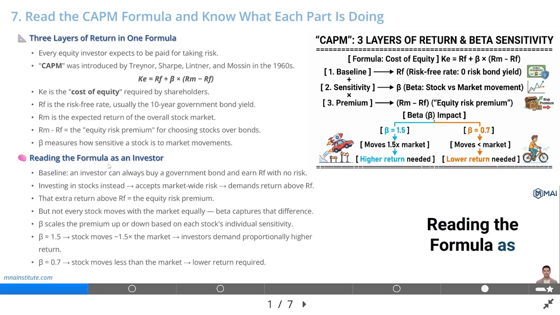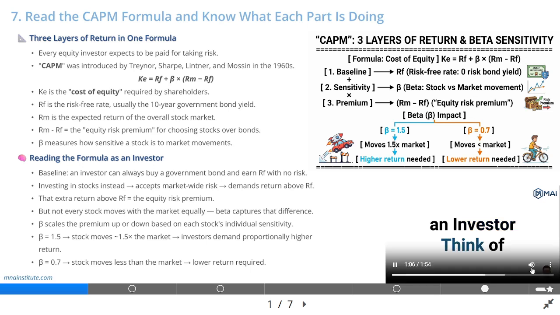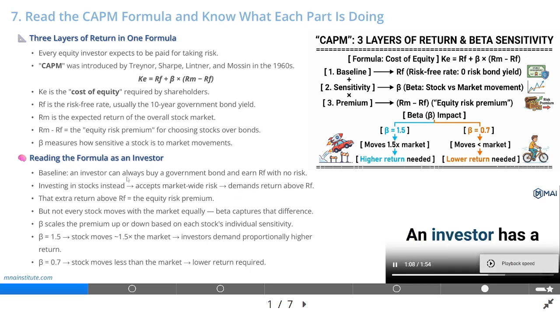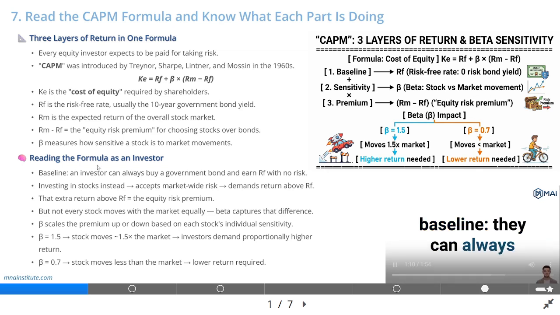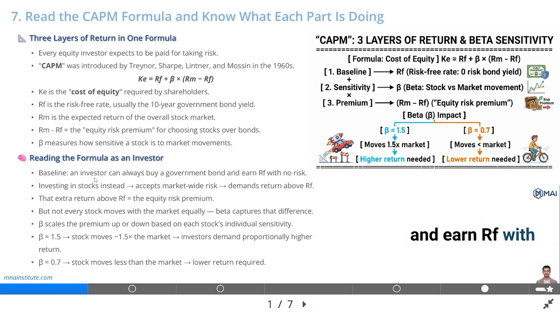Reading the formula as an investor. Think of it this way. An investor has a baseline. They can always buy a government bond and earn RF with no risk. If they invest in the stock market instead, they accept market-wide risk and expect an additional return above that baseline. That additional return is the equity risk premium, RM minus RF.